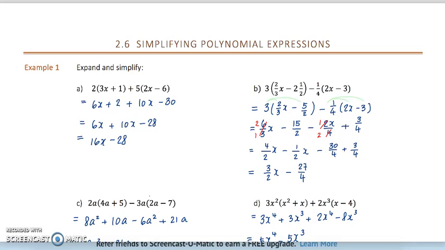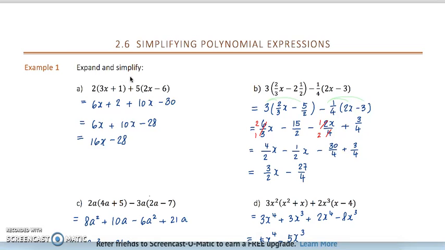Hi, this is a lesson found in your Grade 9 Pre-IB course pack, Section 2.6, Simplifying Polynomial Expressions. We're going to look at how we can use your knowledge from 2.4, Simplifying Polynomial Expressions by collecting like terms, and 2.5, Distributive Properties, to simplify more complex polynomials.